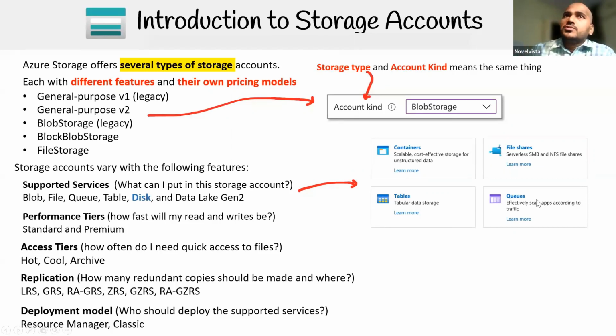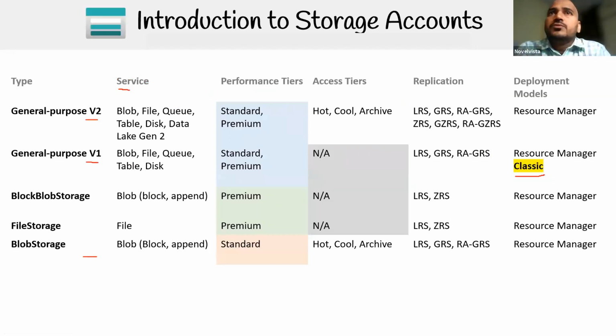So there are 4 types of services in the storage account. We have containers, table storage, queue storage, and file share. So these are the 4 types of storage services which are available. Now, when it comes to replication, let's understand what replication is, and these are the models.